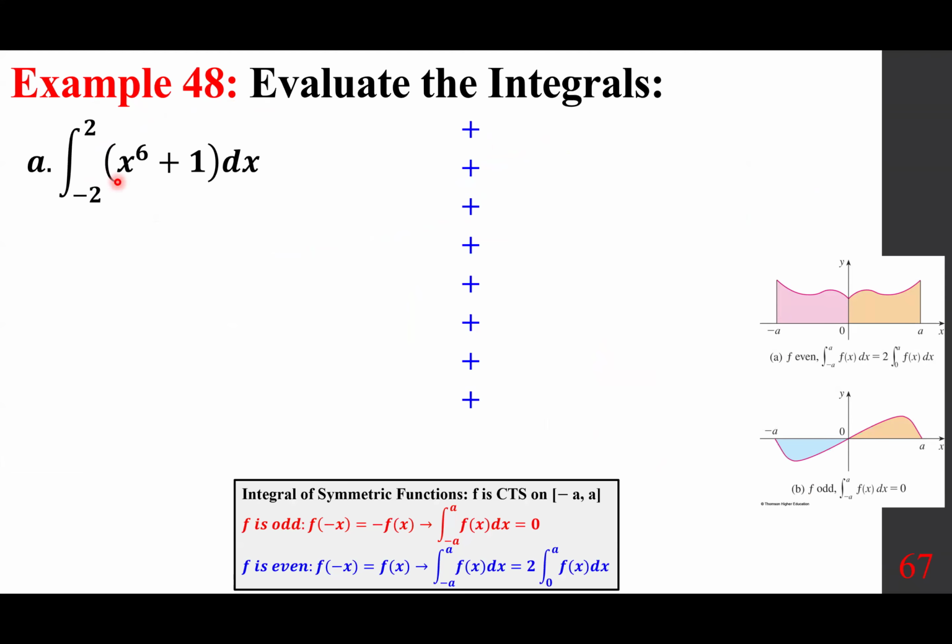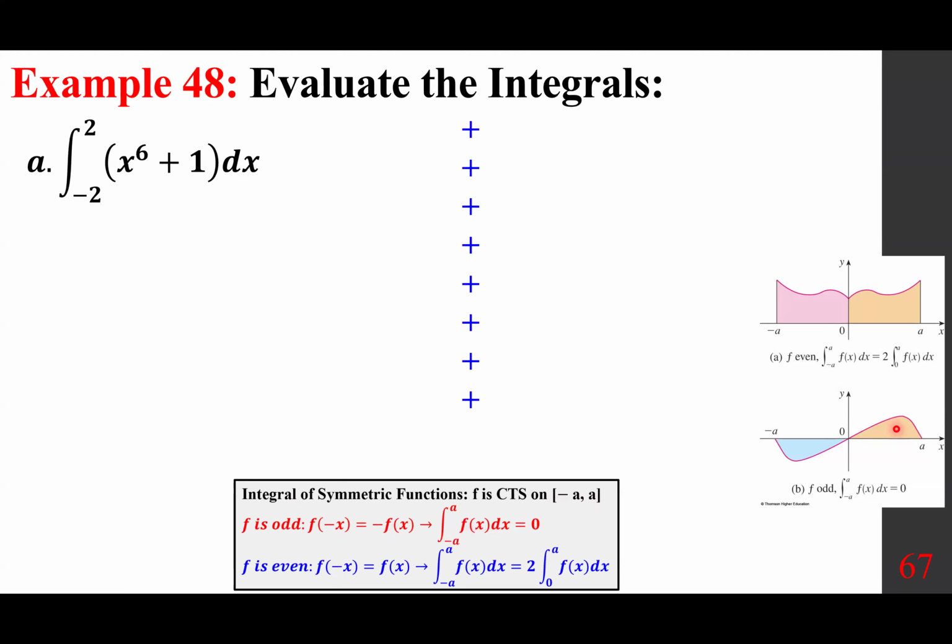The integral of negative 2 to 2 of x to the power of 6 plus 1 dx. When the function has a symmetry, then it becomes easier to calculate its integral. So, integral of symmetric functions, f is continuous in the given interval that we are interested in, from minus a to a. If they are opposite of each other, f is odd, f of minus x equals minus f of x, the integral of minus a to a of f of x dx is equal to 0.